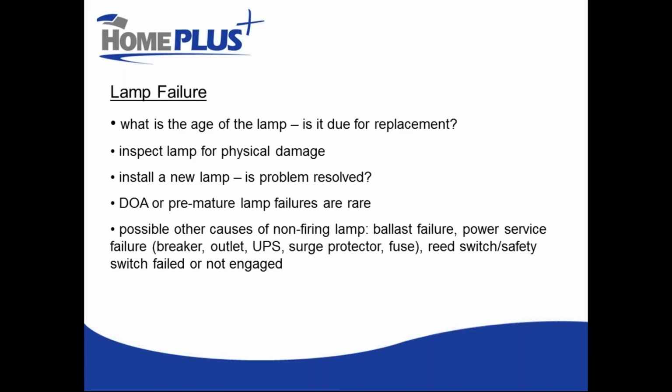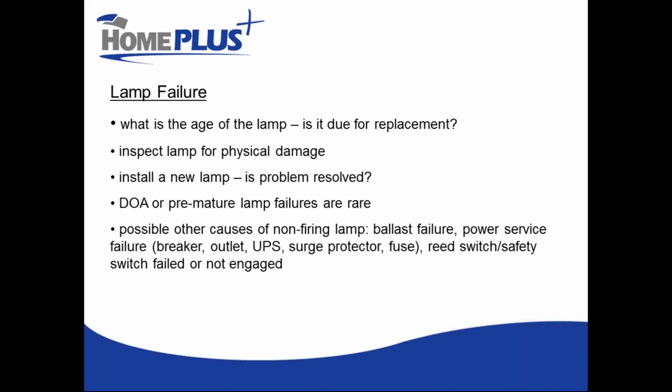So a couple of problems that can come up: lamp failure. Definitely consider the age of the lamp, and inspect the lamp for physical damage. Sometimes it'll be very obvious as to why the lamp has failed. This is where having a spare on hand can definitely help because it's an easy thing to test. Just be aware that sometimes you will have a low UV intensity problem, you replace the lamp and you think, oh, it solved the problem, therefore I had a bad lamp. That might not necessarily be the case.